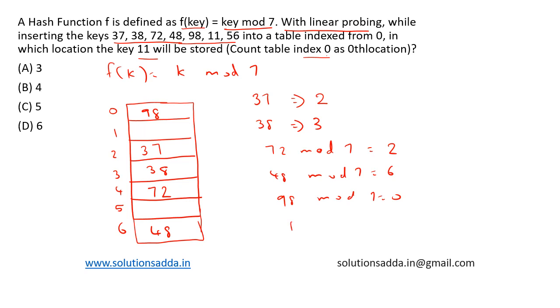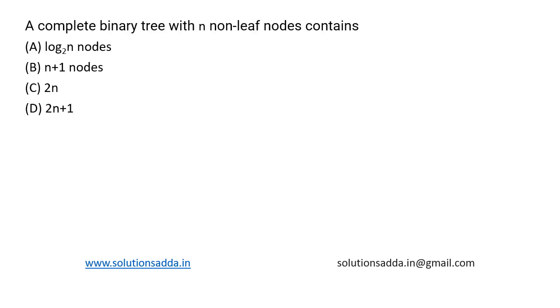Now we have 11. 11 mod 7 is equal to 4, but 4 is already occupied, so we'll keep it at 5. So we have 11 here. So the question is asking us to find out in which location the key 11 would be stored. 11 would be stored at location 5. So based on the options, option C is the correct answer here.